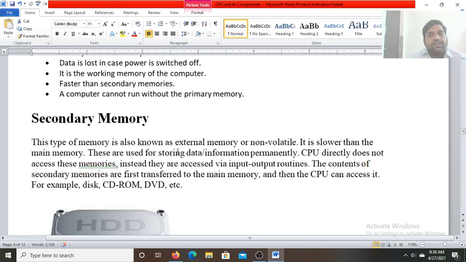So secondary memory is also known as the external memory, or also called the non-volatile memory. In this memory, the data are stored permanently. It is slower than the main memory. Here the information is stored permanently.